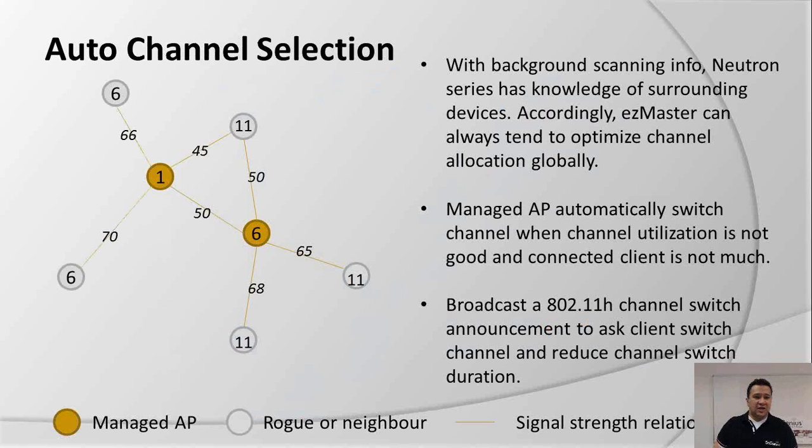So auto channel selection with background scanning info. Neutron series has knowledge of the surrounding devices. Accordingly, ezMaster can always tend to optimize channel allocation globally and manage access points to automatically switch a channel when utilization is not good and connected clients are not so many. So with auto channel selection, in short, the ezMaster or the Neutron series can optimize the channel, thus divide it to be more optimal in your whole deployment.